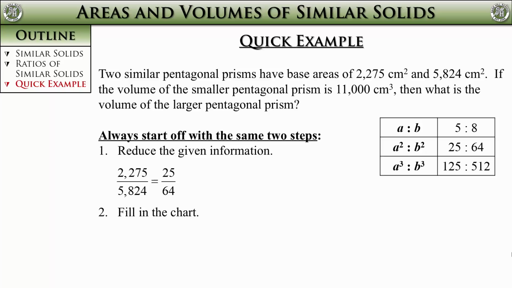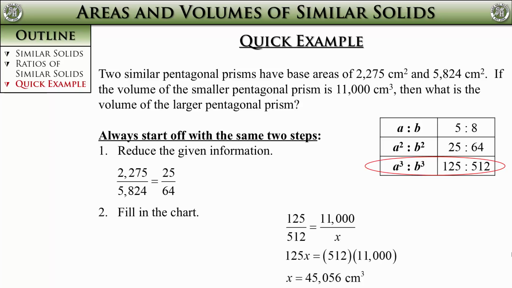We are asked to find the volume. So you need to ask yourself, which of these 3 ratios in the chart will we use for volume? We should be using 125 to 512. So that starts off our final proportion. 125 over 512 equals something. Well, we were given the value of 11,000 centimeters cubed for the smaller pentagonal prism. So that 11,000 should go with the smaller number, the 125. Now just cross multiply and solve for x. You should get a value of 45,056 centimeters cubed for the volume of our larger pentagonal prism.